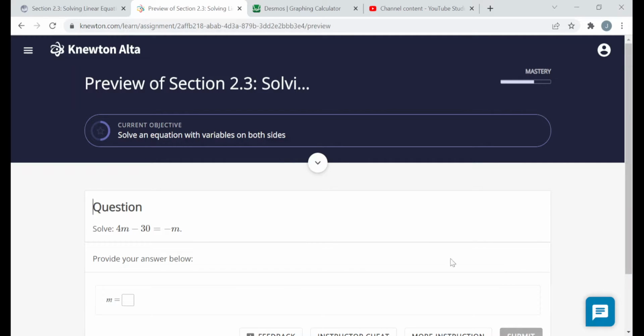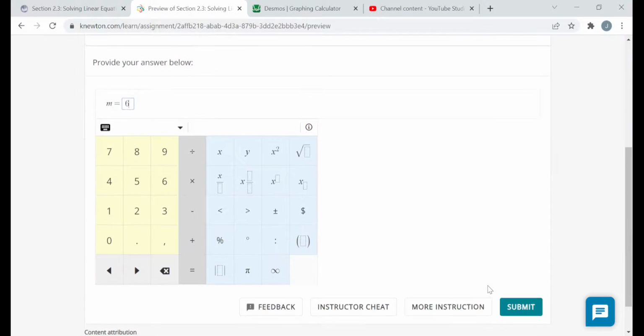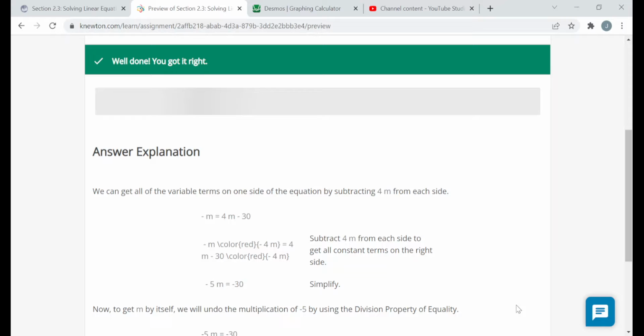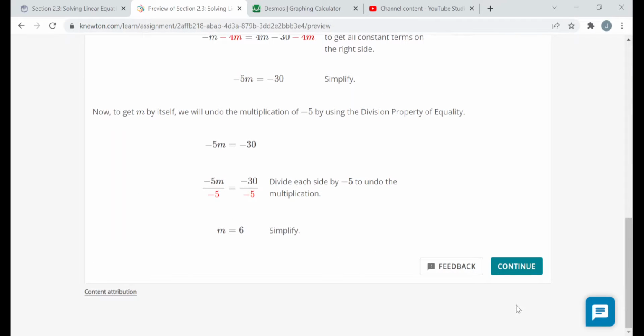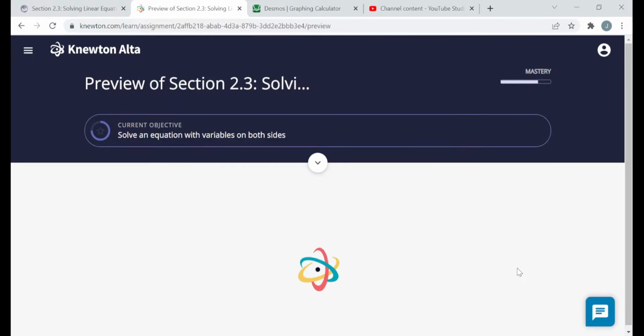All right, here's another one that shouldn't take too long. I would subtract 4m to get all the m's on the right side. And then you have negative m minus 4m. You'd have negative 5m equals negative 30. And then divide both sides by negative 5. Negative 30 divided by negative 5 is positive 6. M equals 6 for that one. And again, there it is. Read the answer explanations, please.